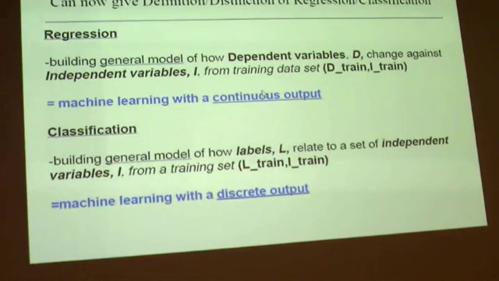So regression is building a general model of how a set of dependent variables change with respect to independent variables given a set of training data, or samples as they're more usually called in regression. Whereas classification is about building a general model of how a set of labels relate to a set of independent variables given a set of training data. So you can see essentially classification as being machine learning with a discrete output, and regression as being machine learning with a continuous output. But other than that, they're essentially the same thing.